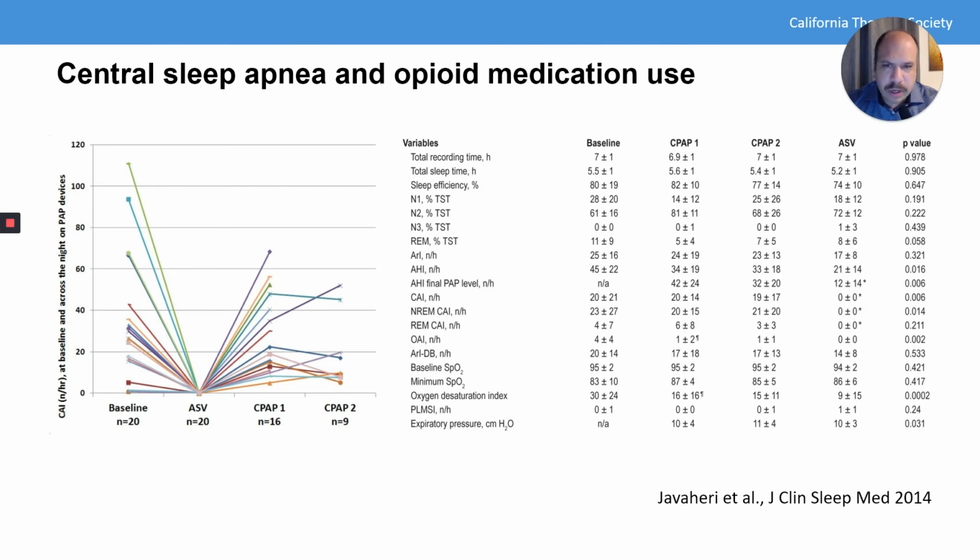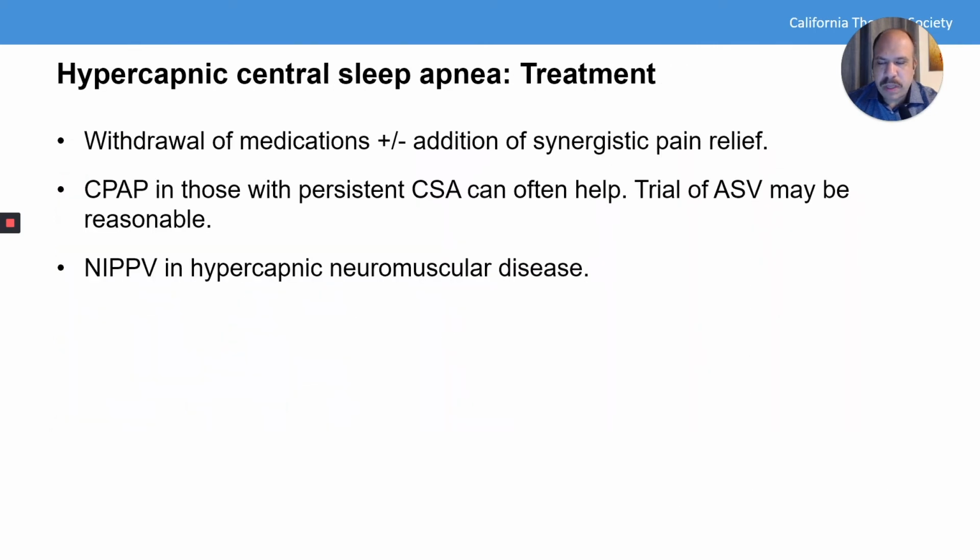So ASV works in this patient population, but it's not perfect. In terms of how a patient feels, it's probably not a whole lot better than CPAP. So in general terms, when thinking about treatment strategies for hypercapnic central sleep apnea, think of withdrawal of medications, maybe even the addition of synergistic pain relief. That often is helpful in this patient subgroup too.